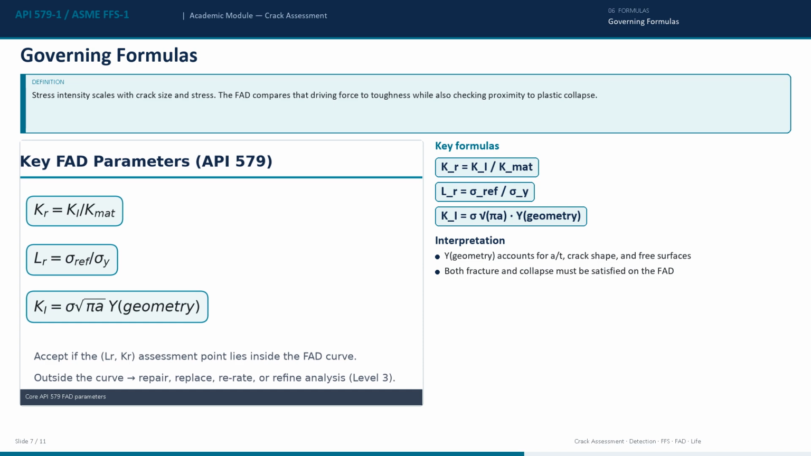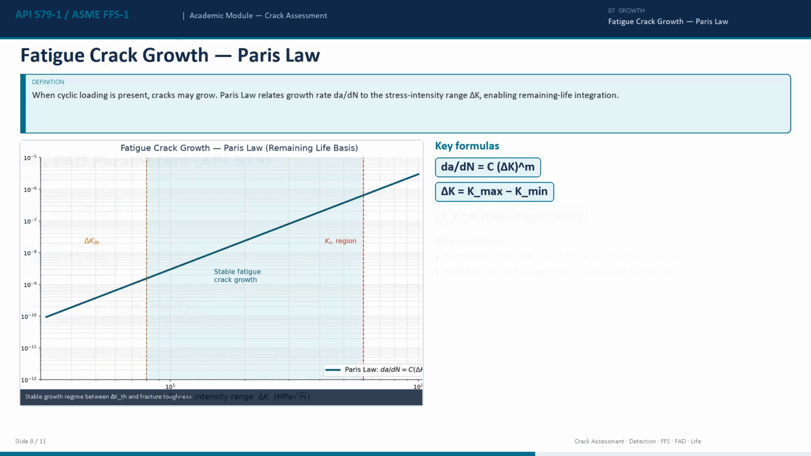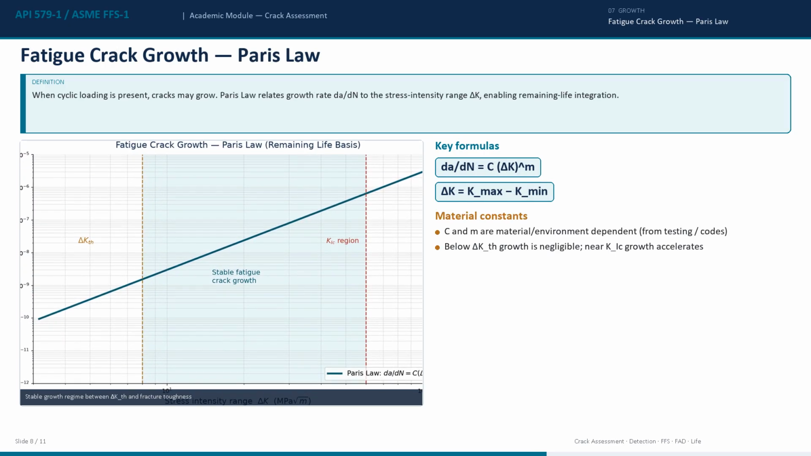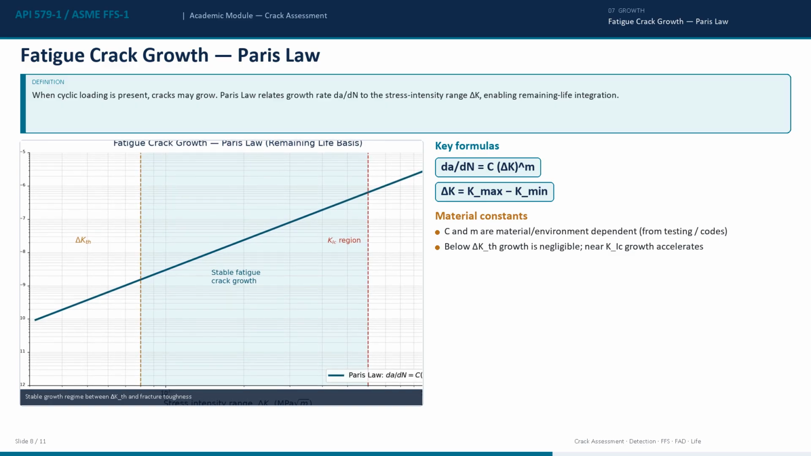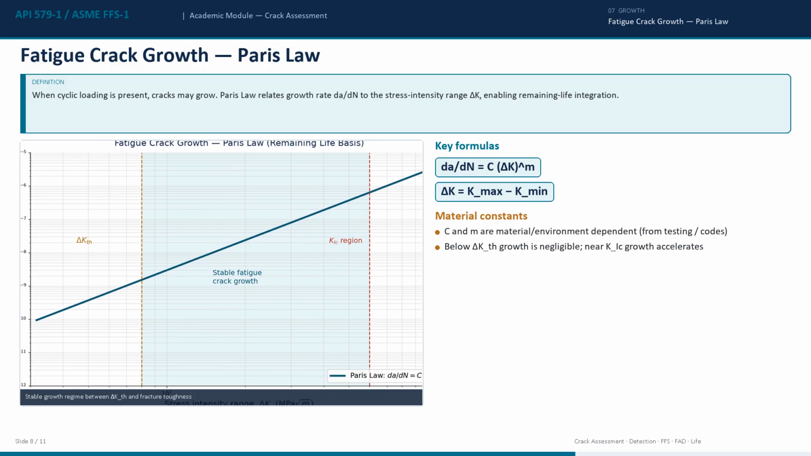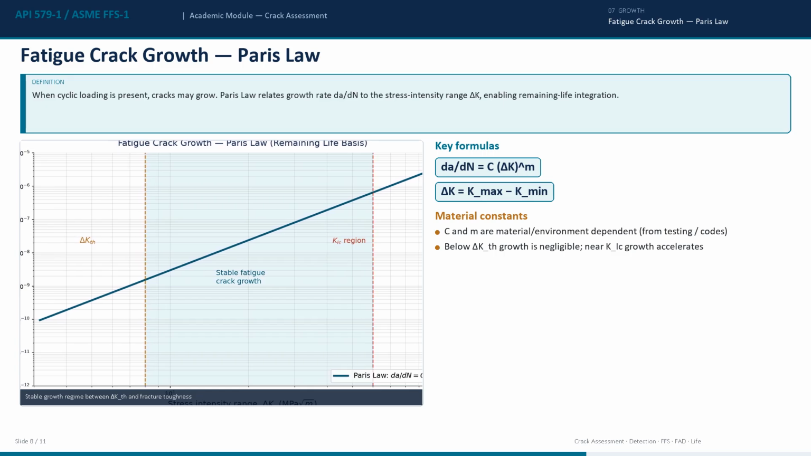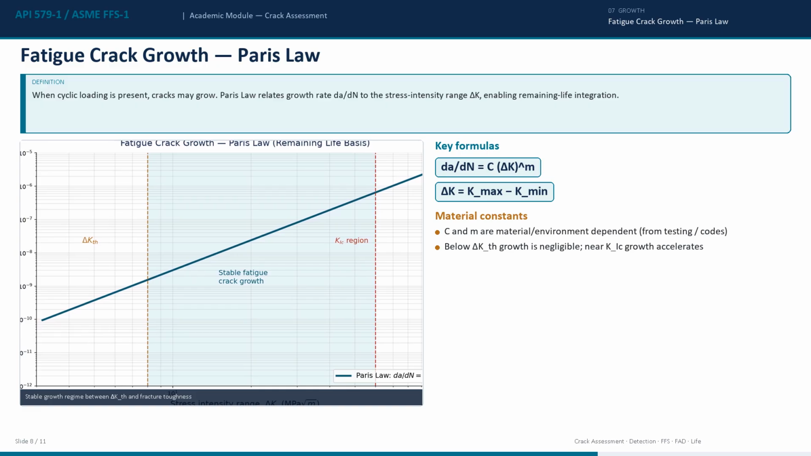You don't need to recite every equation, but the concepts matter. Stress intensity grows with stress and with the square root of crack depth, multiplied by a geometry factor that depends on crack shape and a over t. Kr and Lr simply normalize the driving force against toughness and against plastic collapse. The FAD insists you check both brittle fracture and collapse together. When cyclic loading is present, acceptance at one snapshot isn't enough.